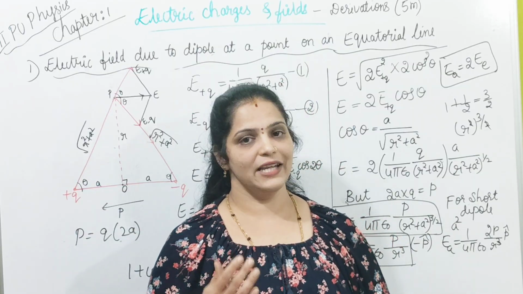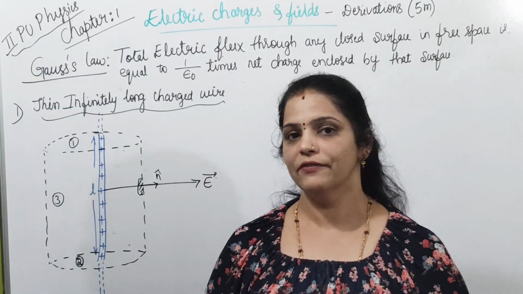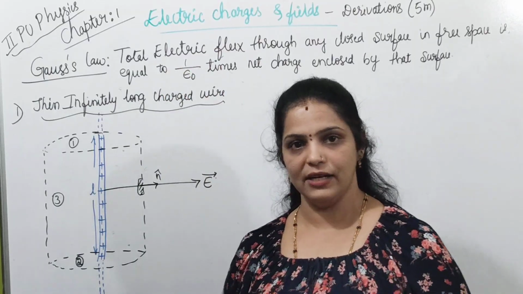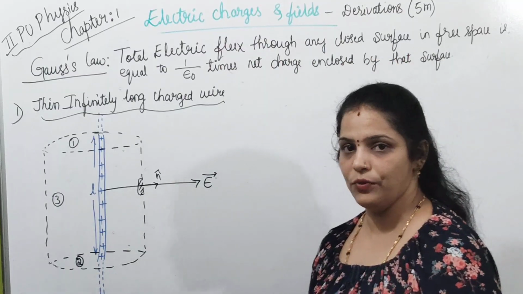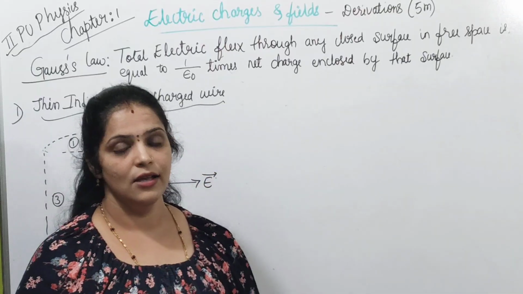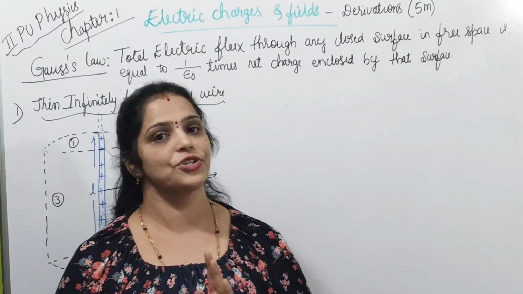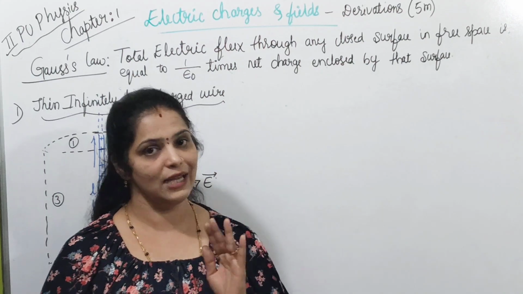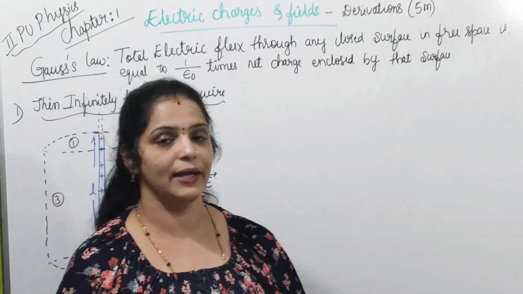Now let us solve the application of Gauss law. Now let us consider the third derivation, which is application of Gauss law. What is Gauss law? This is one of the important questions asked for 2 marks. State and explain Gauss law. Total electric flux through any closed surface in free space is equal to 1 over epsilon naught times the net charge enclosed by that surface. So this closed surface is an imaginary surface called a Gaussian surface. Whatever charge is enclosed by that Gaussian surface has to be considered, and if the charge is outside the Gaussian surface, it is not considered, okay.